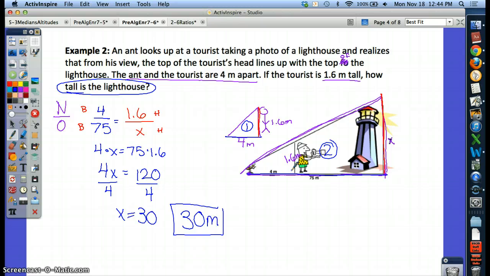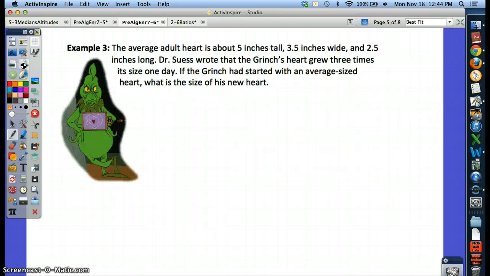Now you could be given a scale factor and asked to find the new dimensions of a figure. I've heard there's lots of movies and stories that talk about this. Think about Alice in Wonderland. She shrinks down and then she enlarges. Another story that reminds me of this is Dr. Seuss when we talk about the Grinch.